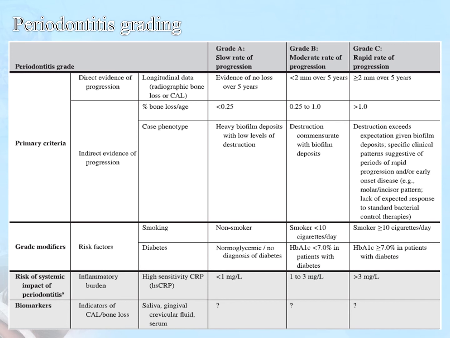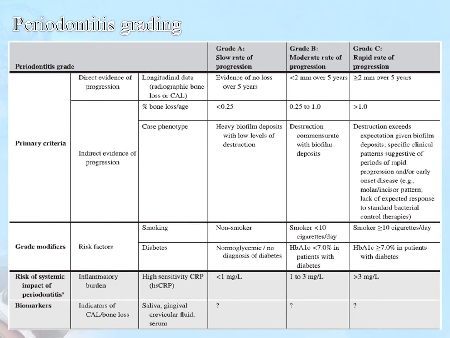Risk factors such as smoking and diabetes could modify the disease progression rate. Non-smokers are people with a very slow rate of disease progression. If they smoke less than 10 cigarettes, then they are in the moderate category. More than 10 cigarettes, they are in the rapid rate of disease progression.